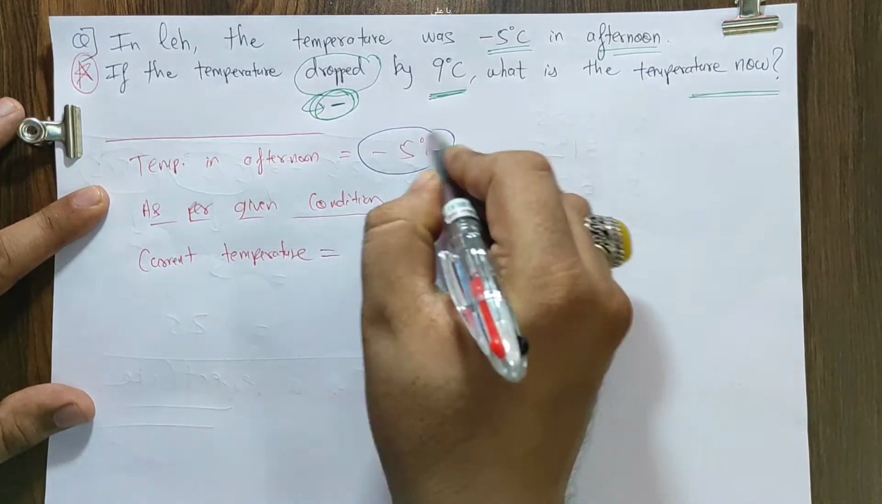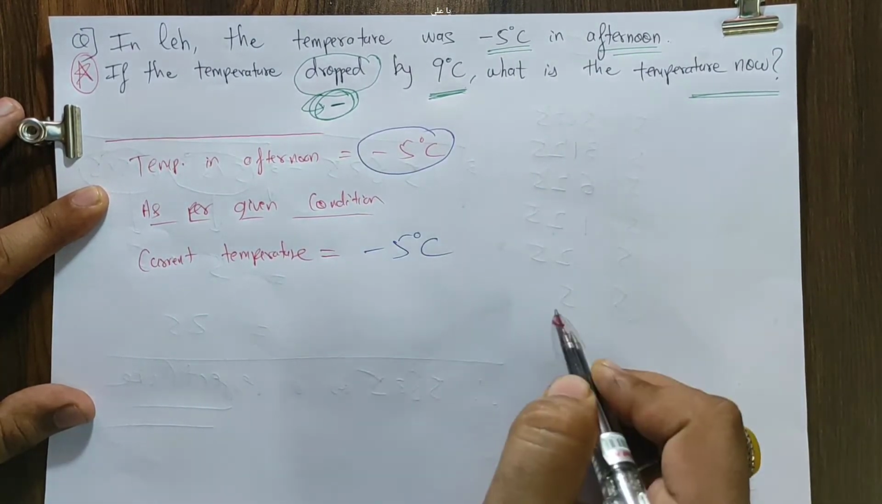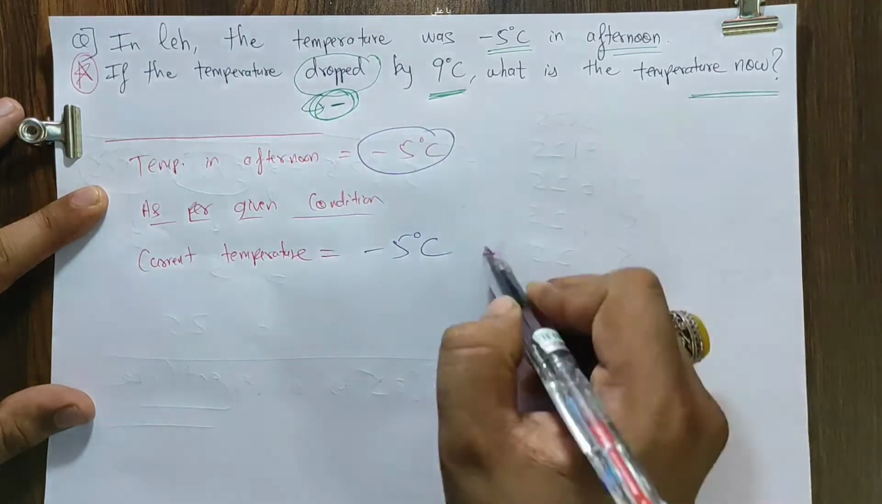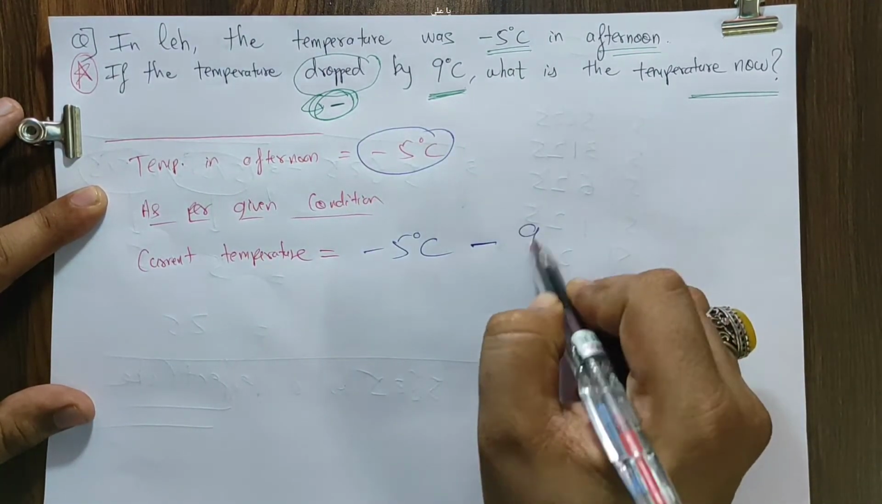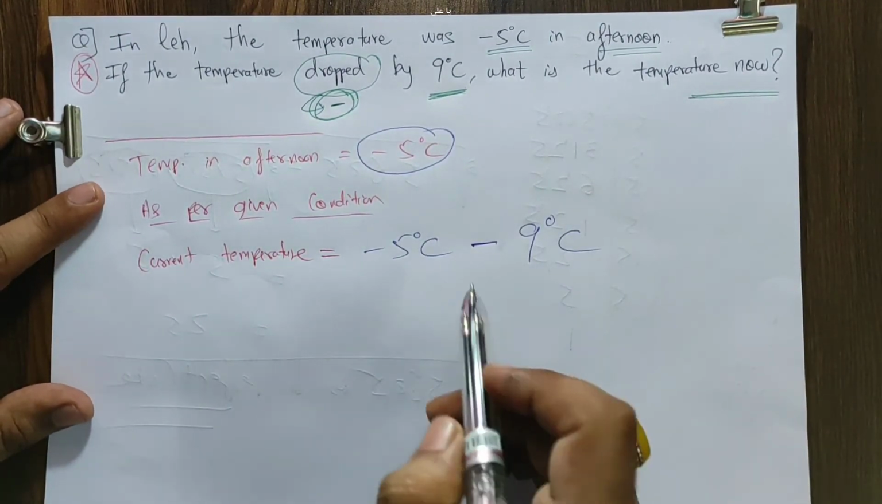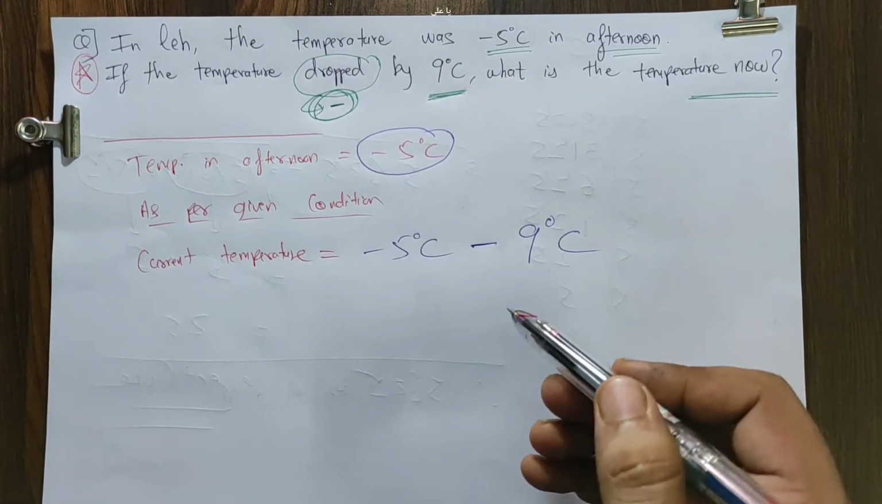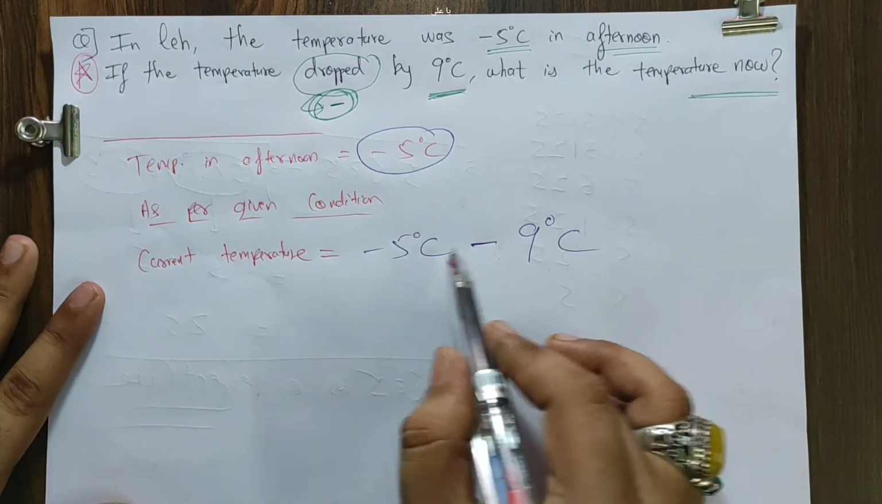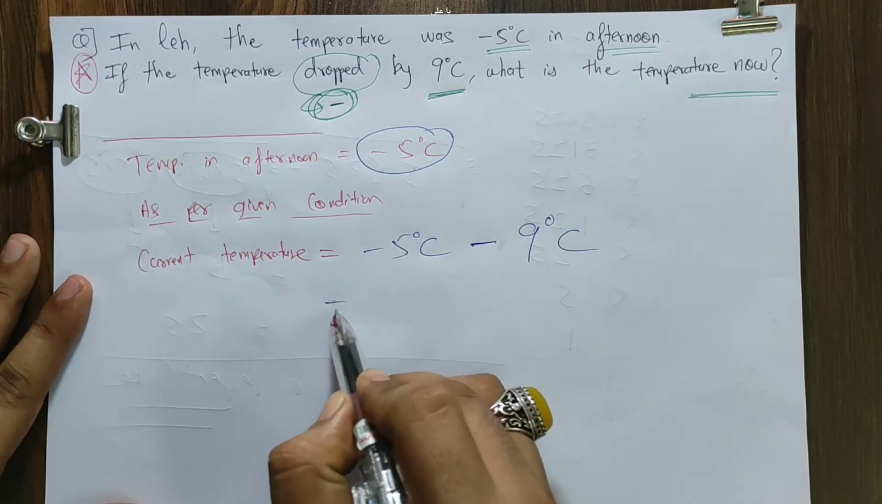See here, in the afternoon it was minus 5 degrees Celsius. Then it dropped, means minus sign. So minus one more 9 degrees Celsius. Okay. No need to write this degree Celsius. Just because I'm explaining to you, that's why I have written. If you just write minus 5, minus 9, it's absolutely fine. No need to write. Okay.